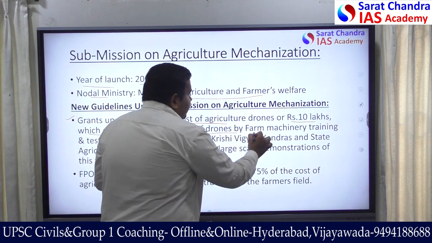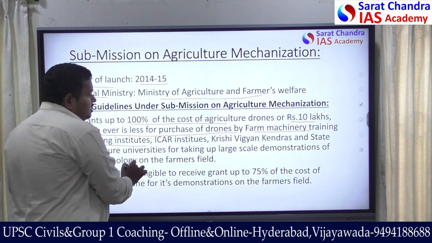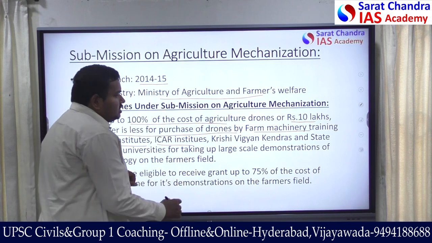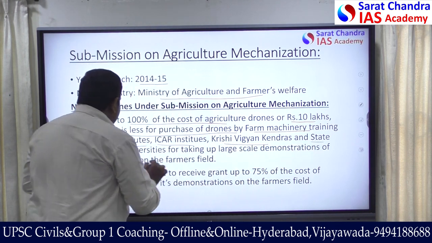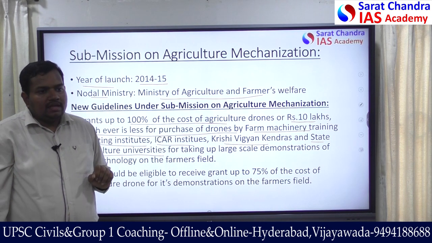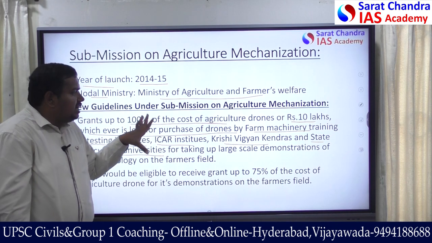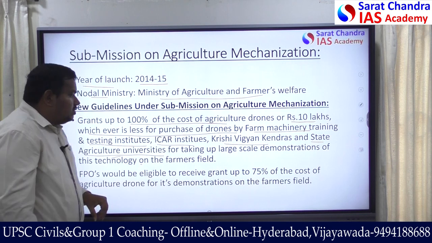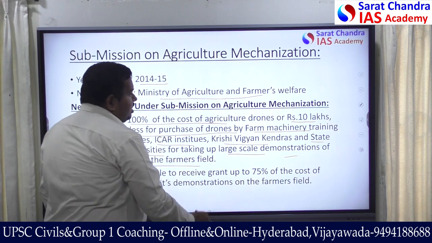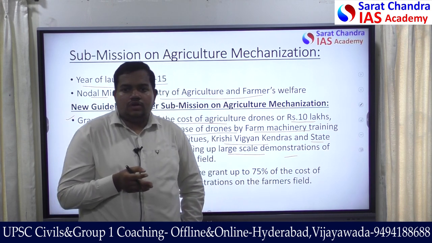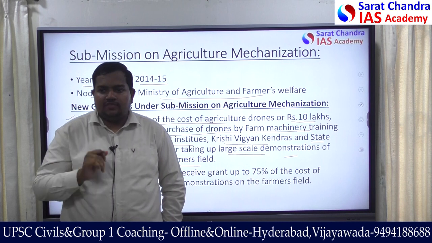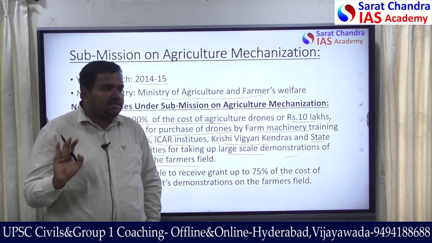So, what are those organizations? Farm Machinery Training and Testing Institutes. Similarly, ICAR. What is ICAR? Indian Council of Agricultural Research. ICAR Institutes. Similarly, Krishi Vigyan Kendras and State Agriculture Universities. Any of them can buy the drones. The central government is going to provide either 100% of the cost or up to 10 lakhs. So, what are the uses? Large scale demonstration of the technology on the farmers' fields. Those organizations are going to buy these drones and demonstrate the uses of these drones in the agriculture fields. This is just for demonstration purposes.